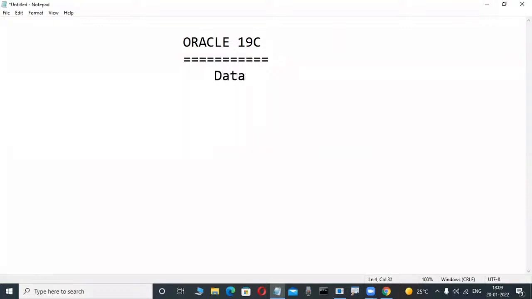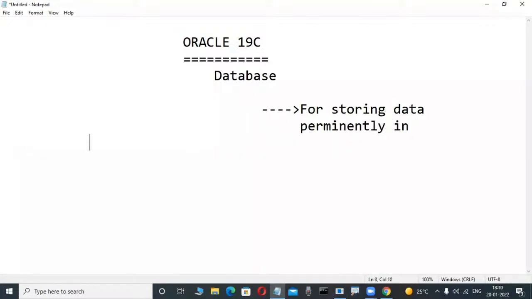Database. Don't write anything, just observe here. But what is the purpose of these database products, everyone knows. Whenever we install these database products in our system or on the company side, what is the main purpose? For storing data permanently in secondary storage devices. Secondary storage devices means maybe a hard disk.